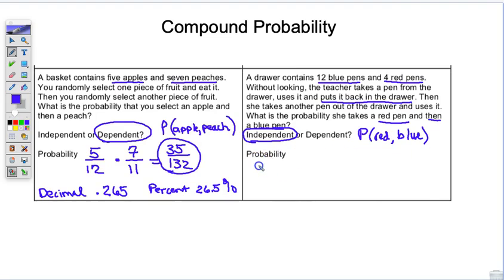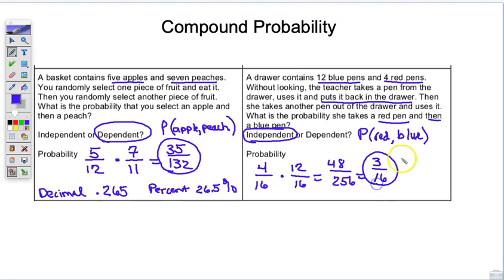So our probability, we have 4 red pens, because remember we want to get a red on the first draw, and we have a total of 16 pens in the drawer. 12 plus 4 is 16. Times the second draw of what's available of blue pens only, that's 12 out of the 16. Multiplying straight across, we get 48. 4 times 12 is 48. And then 16 times 16 is 256. That fraction can be reduced to lowest terms, and that is 3/16. Again, use your calculator and the ABC button to help you reduce quickly.